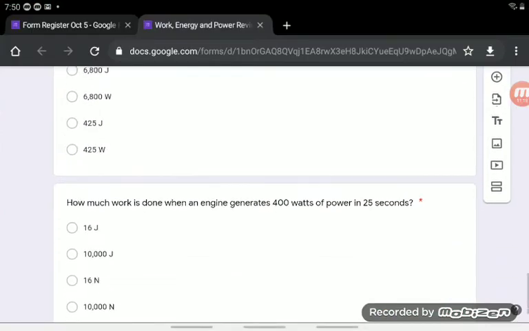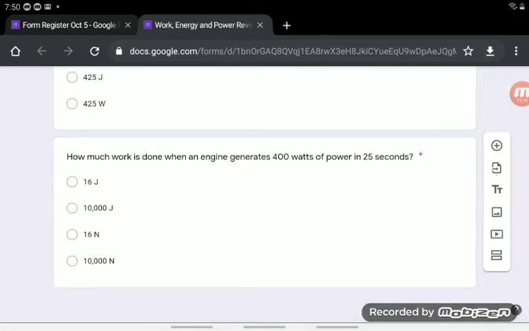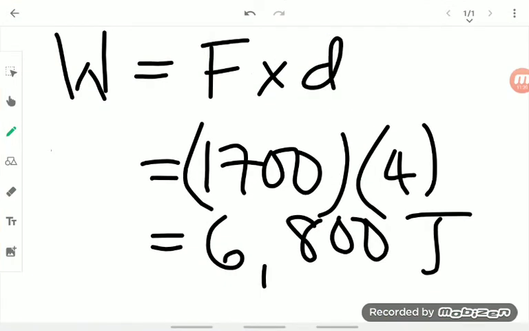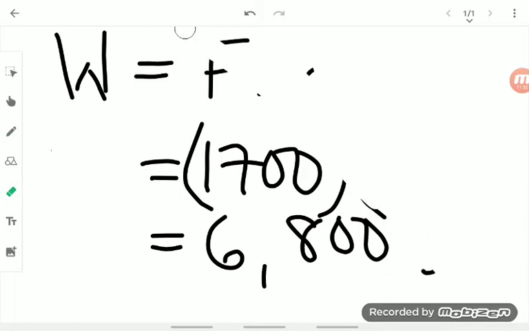Right, next up it says, how much work is done when an engine generates 400 watts of power in 25 seconds? So we're finding something different here. Let's just erase all of this.